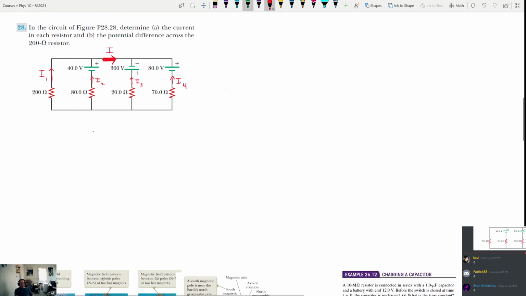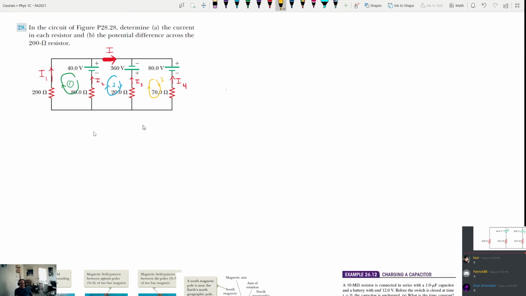And what I want you to do is the loop rules. So one loop is going to be here. That's going to be loop 1. We're going to have another loop that's going to be here. That's going to be loop 2. And then loop 3 will be in this one here. So that's going to be loop 3. So all of them are clockwise, right?